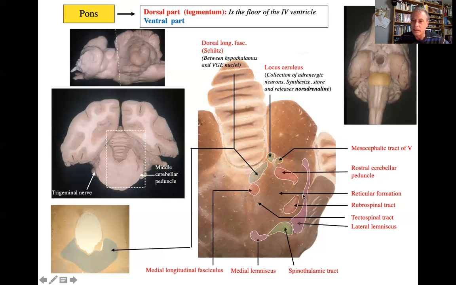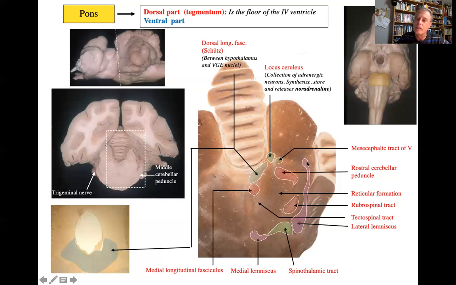Another important one, the rubrospinal tract. Remember that these fibers have crossed the midline at the tegmental decussation in the mesencephalon, and they are coming down in order to reach the spinal cord. It is the rubrospinal tract, okay, in the lateral funiculus. What else? The lateral lemniscus.